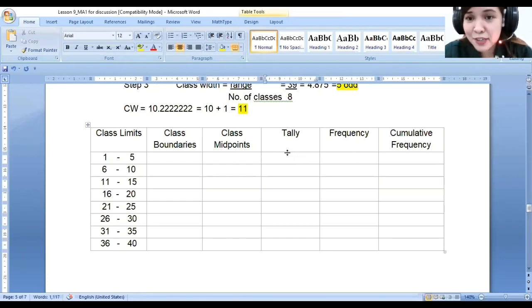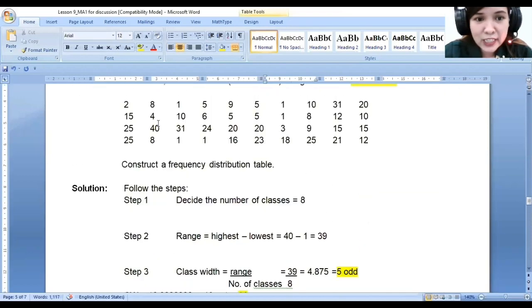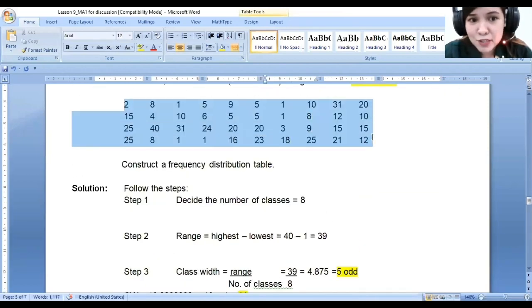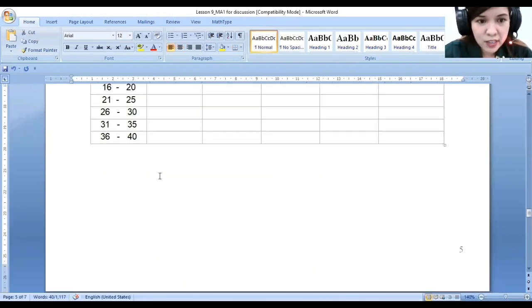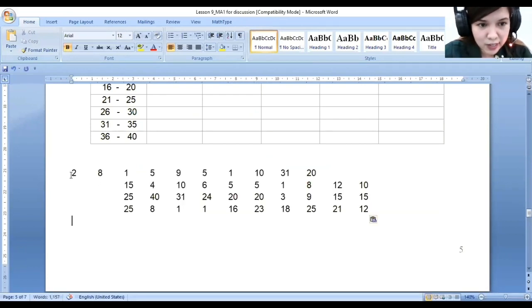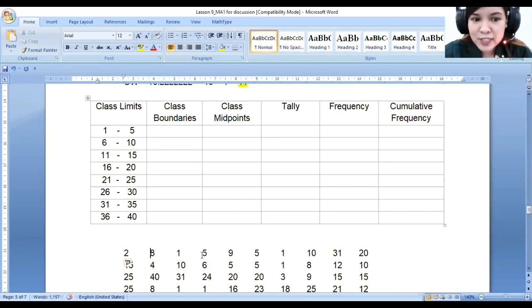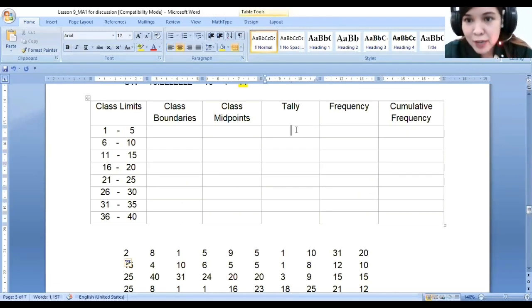Ito ang second na susolve, magtatali ka. So, ito yung ating random values. Hindi siya nakaayos. So, ilagay ko siya dito sa baba at tayo ay magtatali. So, paano po ba magtali? Unahin natin yung nasa left. Ano nasa left? 2. So, itapat mo siya sa 1 to 5 na range. Nandun siya. So, lagay tayo isang guhit.